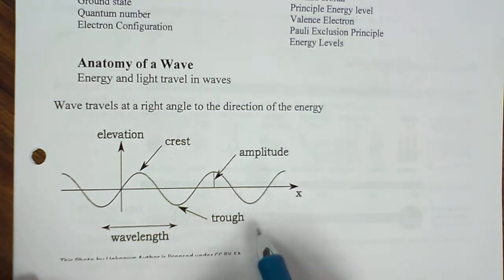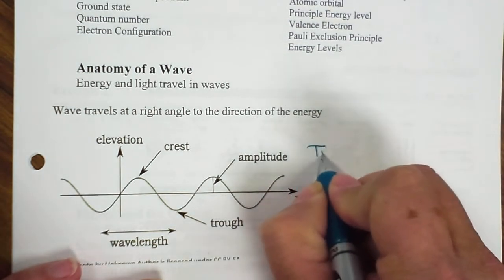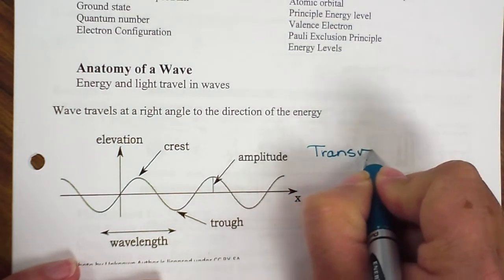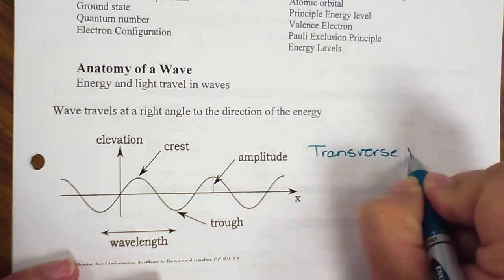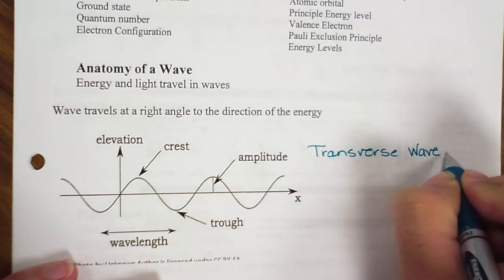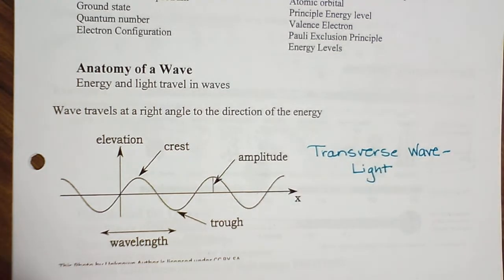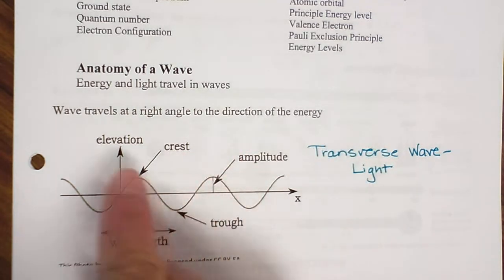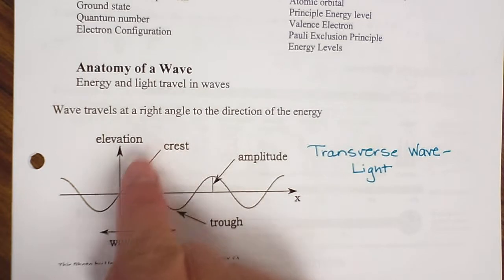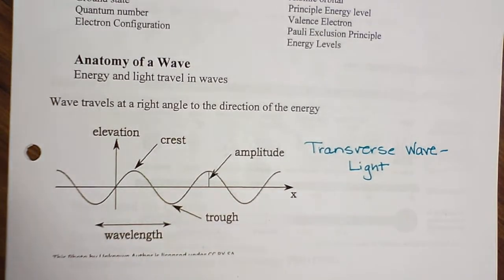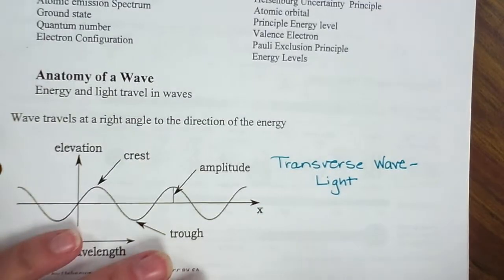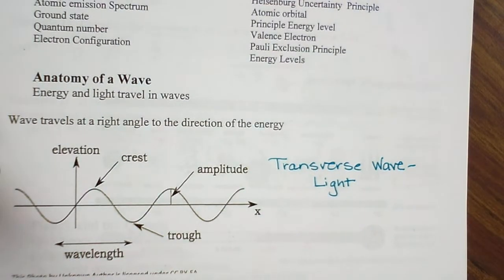And this is a transverse wave. A transverse wave carries light. It travels through the molecules like this, and it pushes the molecules aside as it travels through them. All right, now, does anybody know the other type of wave?